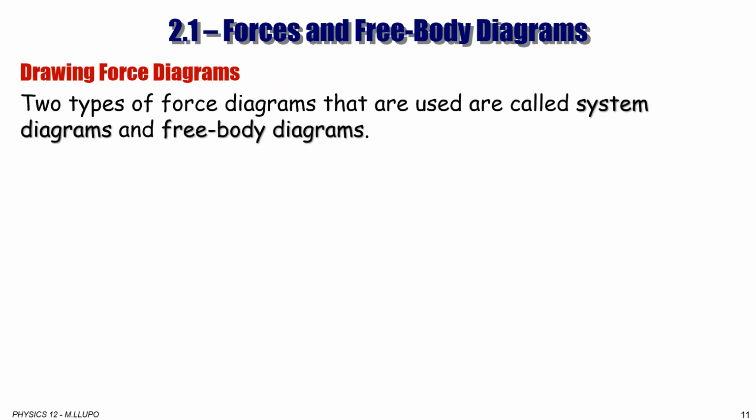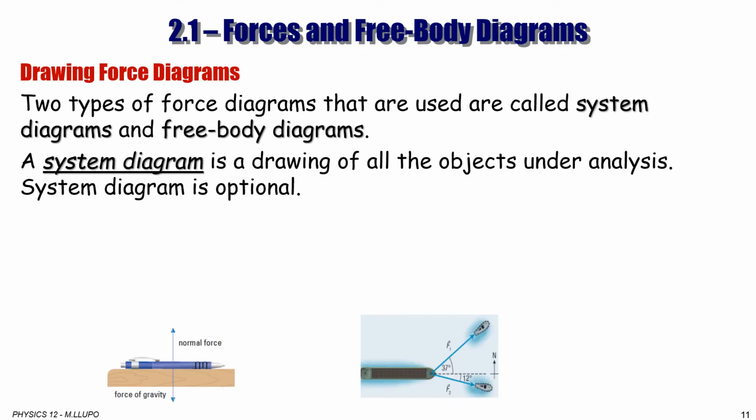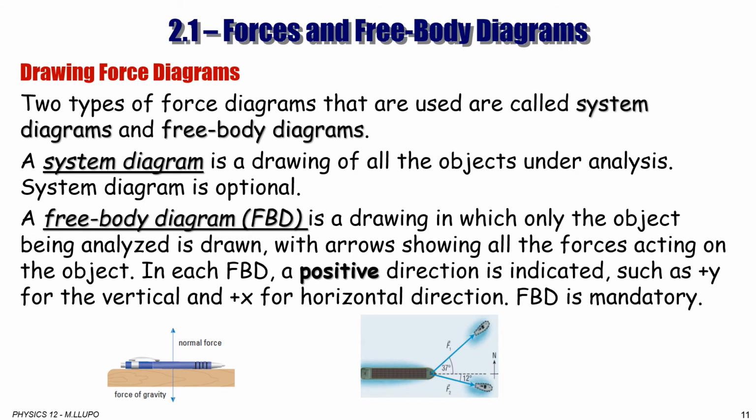Drawing force diagrams is very important. Two types of force diagrams that are used are system diagrams and free body diagrams. A system diagram is a drawing of all objects under analysis. It's like a picture to help you understand the situation. It is optional and usually cannot be used to solve a problem. A free body diagram is mandatory. It's a drawing in which only the object being analyzed is drawn, with just a dot to make it simple, with arrows showing all the forces acting on the object.